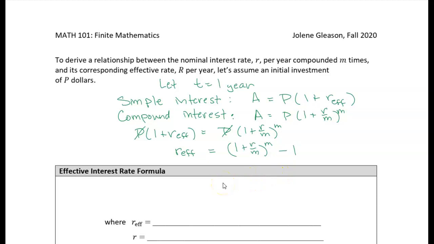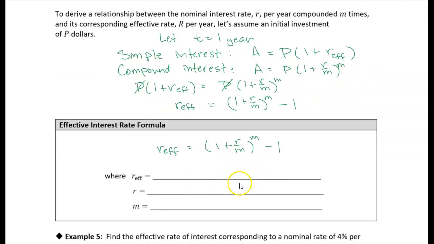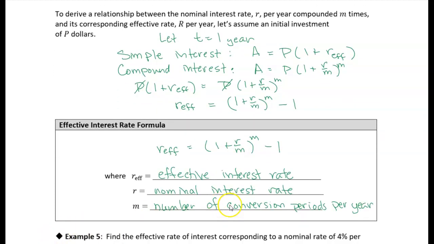Okay, so let's summarize what we just said here. The effective interest rate is equal to 1 plus r over m, to the m, minus 1. Okay, and then we can define our variables here. All right, so this r sub EFF is the effective interest rate. The lowercase r is the nominal interest rate, and m is the number of conversion periods per year.